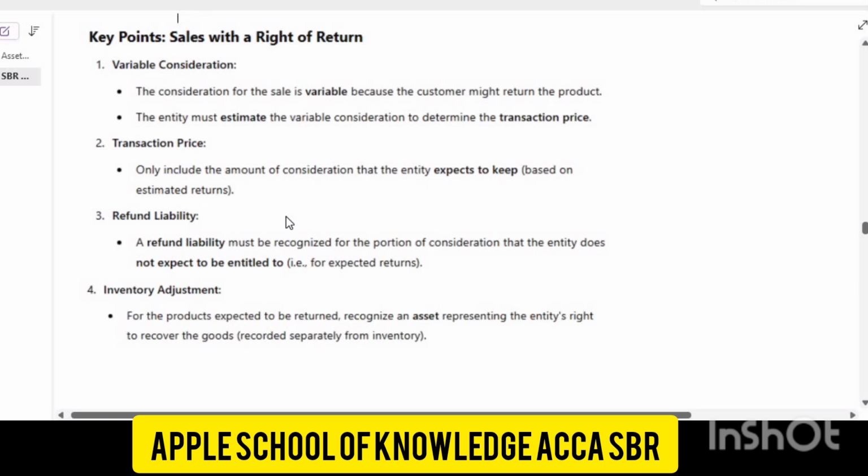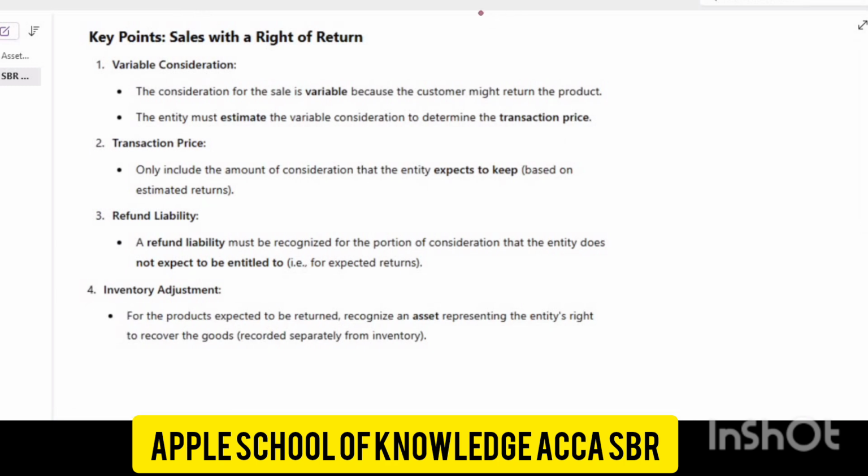Now, if you have a sale with a right to return, how will you deal with this sort of scenario, when you sell and there's a right of return? The consideration for the sale is variable because the customer might return the product. So this means there's a variable consideration, and the entity must estimate the variable consideration to determine the transaction price.